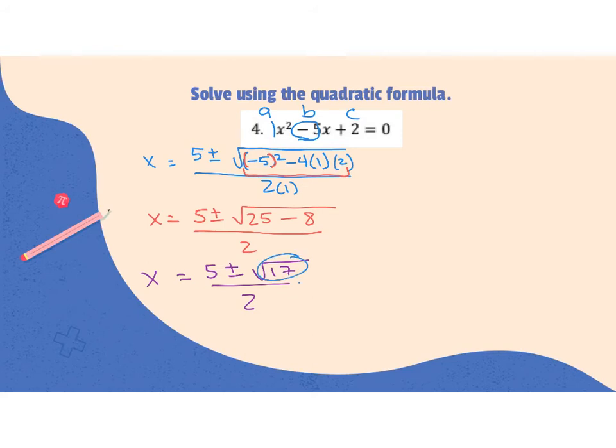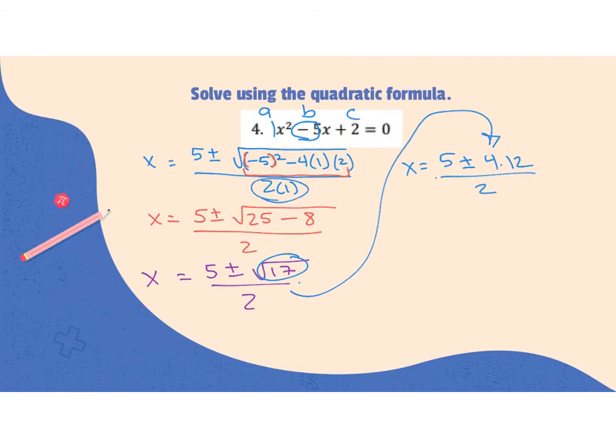So now I need to do this. I'm going to come up to a new row. x equals 5 plus or minus the square root of 17, which is 4.12, all divided by the 2 times the 1, which is 2. And now I'm ready to split them.